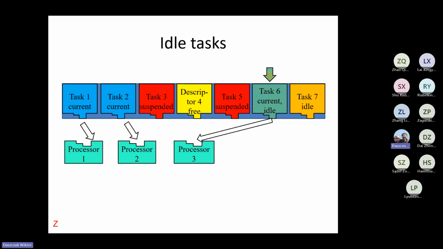There is an error in this slide. What is the error? Having 3 processors, we need 3 idle tasks, but we have only 2. It can happen that all processors are free. So we need as many idle tasks as we have processors.